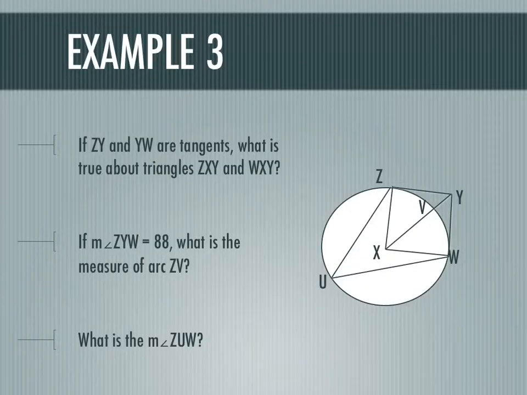Okay, a little more complicated picture here. If ZY and YW, so we're talking about this and this, are tangents, what is true about triangles ZXY and WXY? So I want to know what is true of these two triangles. Well, they would both be right triangles, okay?